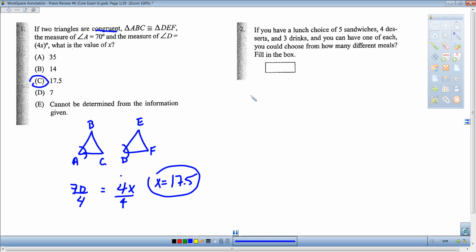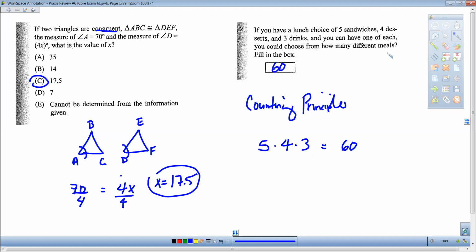Number 2 is going to involve the counting principle, where you've got 5 choices of sandwiches, 4 desserts, 3 drinks, and you can have one of each. So you're going to multiply those to get 60. So how can you choose from different meals? So it's the counting principle. 5 times 4 times 3 gives you 60.